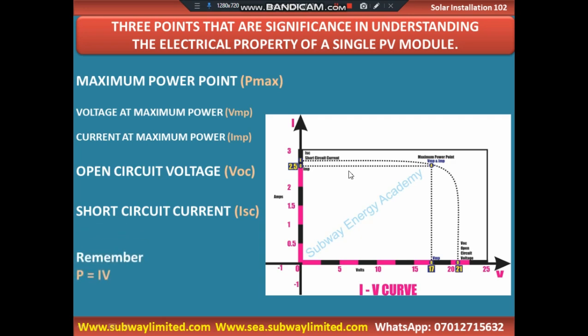And don't fail to understand that P is equal to IV, because this is the formula we are going to make use of when we are doing most of the calculation when solar energy or power generation is concerned, because it's always P is equal to IV, where P is power, I is current, and V is voltage.